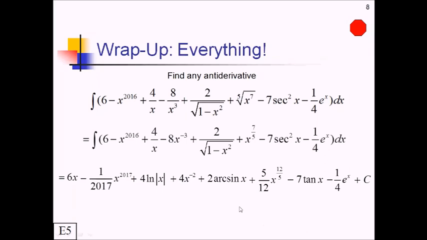This concludes our first lesson on basic antiderivatives. I know this doesn't look very basic, but if you look at each individual step of this, these were very quick and simple antiderivative sort of rules that we applied here. In the next one, we'll take a look at some not so simple expressions that we need to take the antiderivative of.